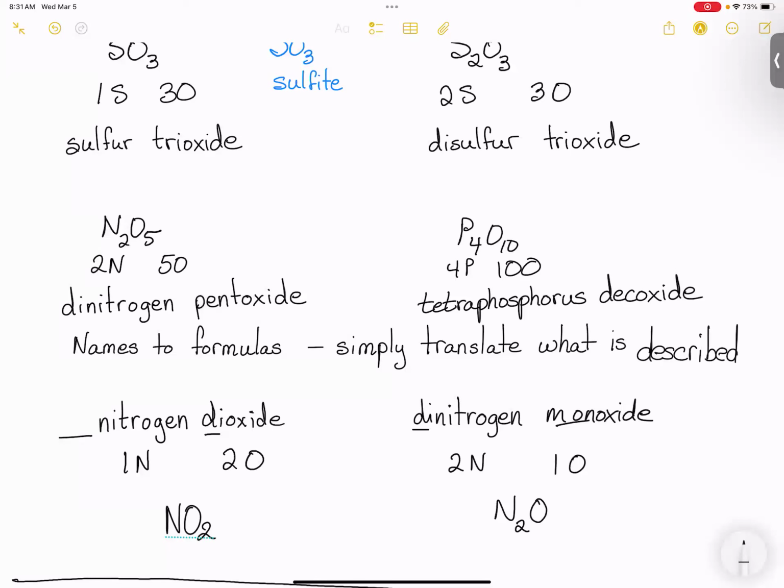Questions about binary covalent molecules as a whole? To me, the binary covalent molecules should be the easiest. The biggest challenge is recognizing that you're dealing with a binary covalent molecule.